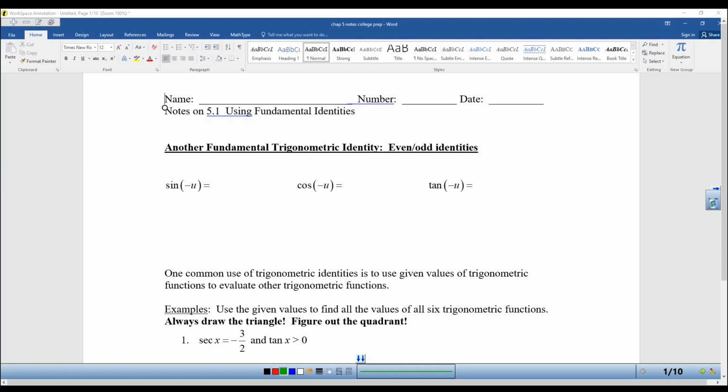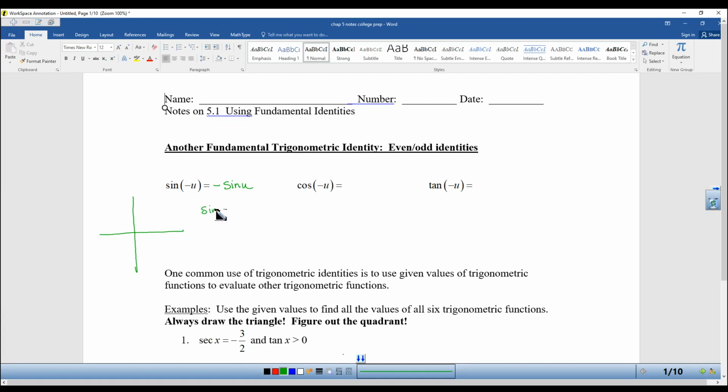This is the start of Chapter 5, Section 5.1, Using Fundamental Identities. We actually learned a lot of fundamental identities in Chapter 4, but we're going to learn 3 new ones today. The first of which is that sine of negative u is equal to negative sine of u. Now, if you understand why that's true, it'll be much easier for you. So I'm going to take a minute and explain it.